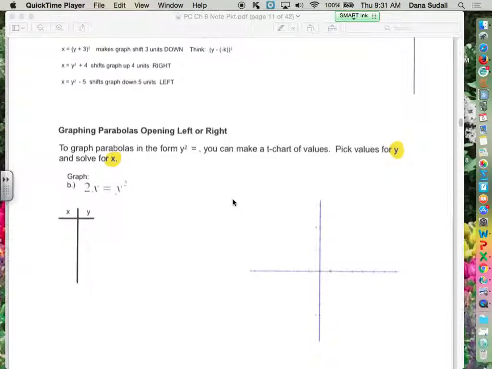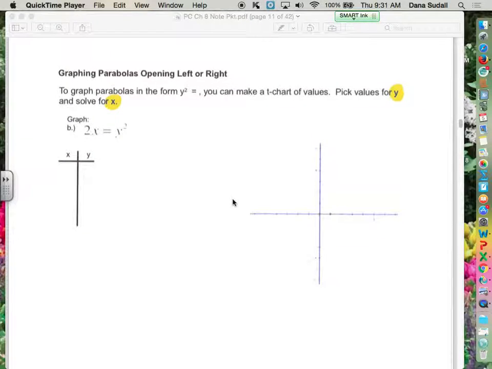So really, for these problems, to graph parabolas that open left or right, and this comes up a lot in calculus, instead of picking values for x and solving for y like you're used to, you're going to do the opposite. You're going to pick values for y and solve for x. So first thing you want to do is isolate, get x by itself. So get rid of that 2. So I would have x equals 1/2 y squared.